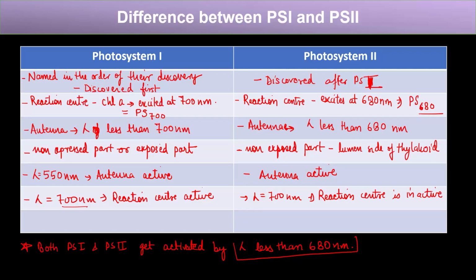Okay, and now the question is, how do we know that the plant chloroplast comprises two photosystems, photosystem 1 and photosystem 2? In order to know this, in an early experiment, there was one experiment known as the Emerson enhancement effect. Okay, so this experiment was performed to prove that plants have two photosystems.